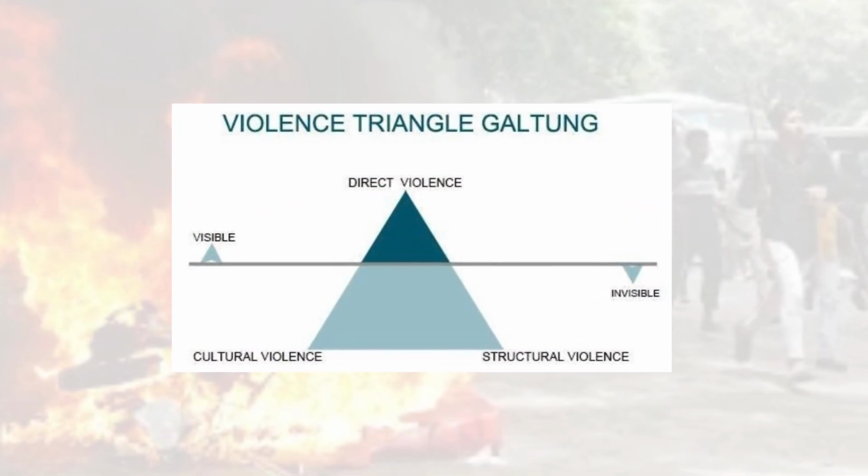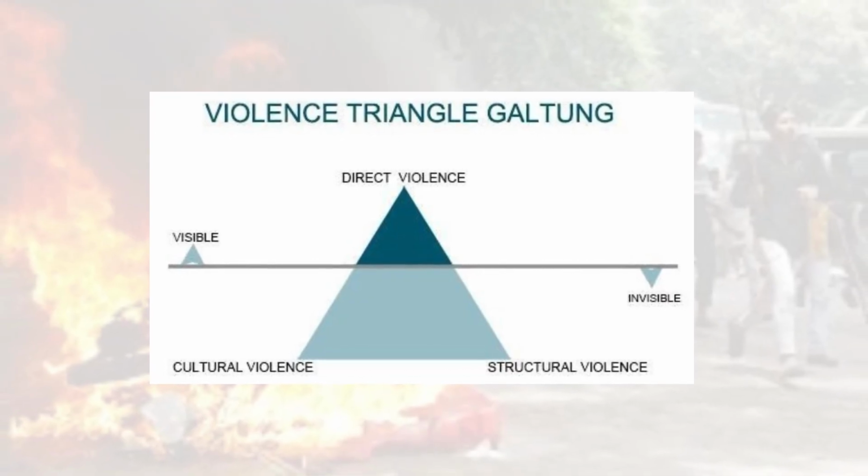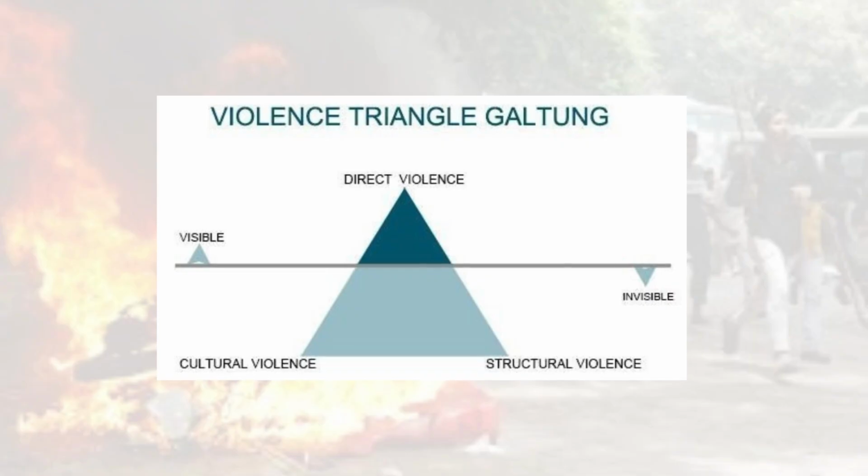Now let's understand the types of violence using Johan Galtung's violence triangle. Johan Galtung's violence triangle helps us see how these three layers are connected, and reminds us that real peace means confronting all of them. Violence isn't just what we see in wars or attacks. That's called direct violence, the visible part.